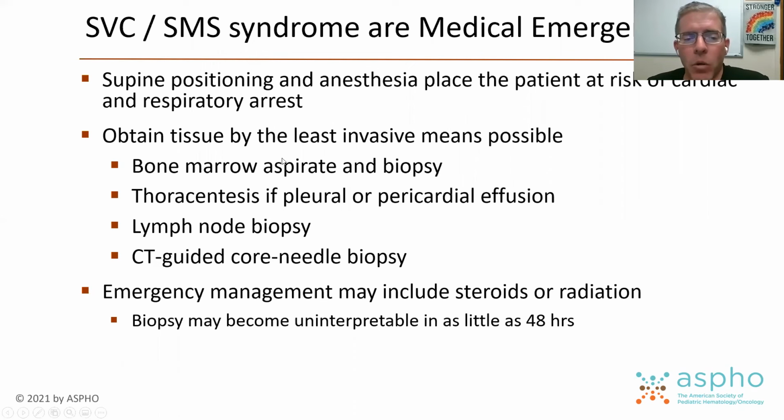And so in increasing degree of difficulty, a bone marrow biopsy and aspirate are easiest. You can do that awake with local anesthesia. You can do thoracentesis if they have a pleural or pericardial effusion. And you can do a lymph node biopsy or a CT-guided core needle biopsy. Emergency management may include steroids or radiation for cytoreduction, but you have to be cautious because the biopsy may become uninterpretable in as little as 48 hours.